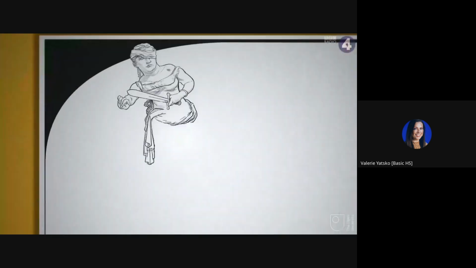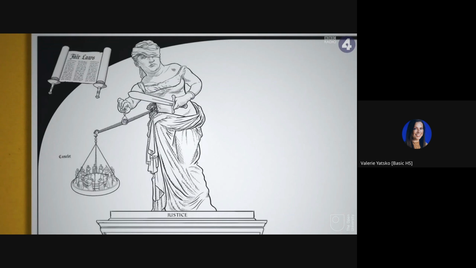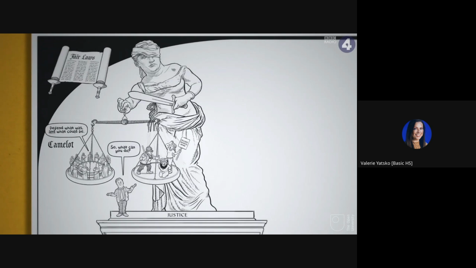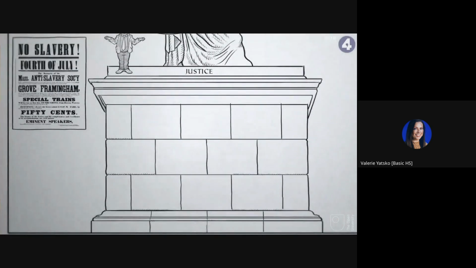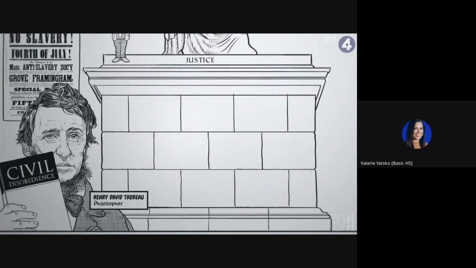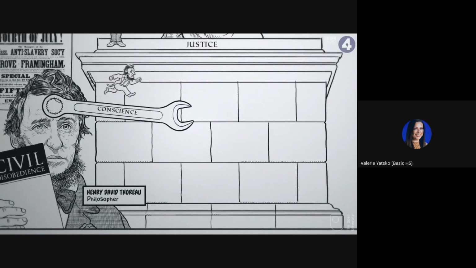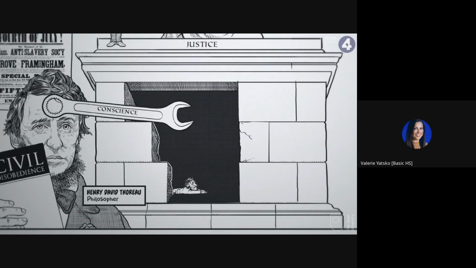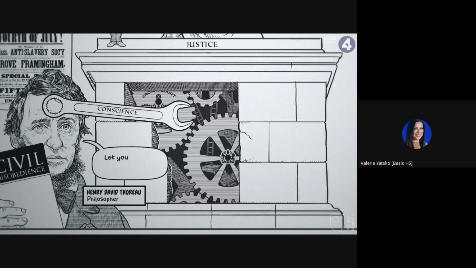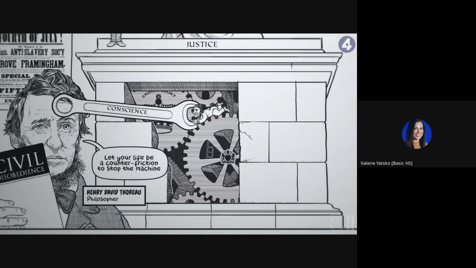A just society has fair laws, but most societies aren't like that. So, what can you do? The opponent of slavery, Henry David Thoreau, gave one answer in his essay On Civil Disobedience. Follow your conscience and break the law on moral grounds rather than be a cog in an unjust system. As he put it, let your life be a counter-friction to stop the machine.